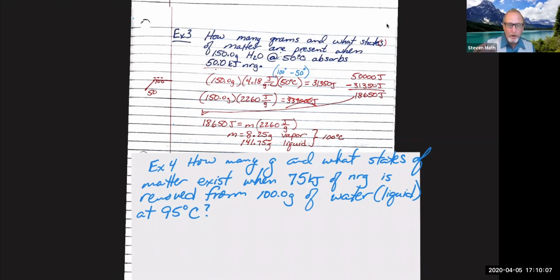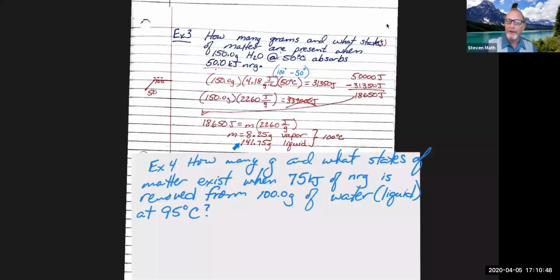So what are we going to do? We're going to take the amount of energy that we have, find out how much energy it takes to vaporize that, and see how much mass we can vaporize. So in this case, if we solve this, 18,650 equals M times 2260. M is the amount of liquid that vaporized. We vaporized 8.25 grams. The remaining 141, how come it was 141? Because we started out with 150 grams. We were able to vaporize 8 grams of it.